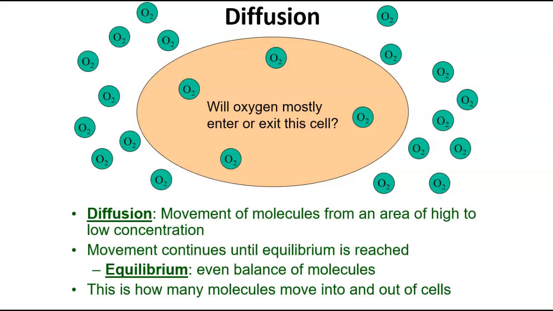So let's take a look at this diagram here. We've got this oval that's supposed to represent a cell. And then we've got some oxygen molecules. Some are inside the cell, some are outside the cell. The question is, how do you think that this oxygen is going to move? Is it going to enter the cell for the most part, or is it going to exit the cell? All right, well, have in your mind what you think is going to happen. Now let's take a look.